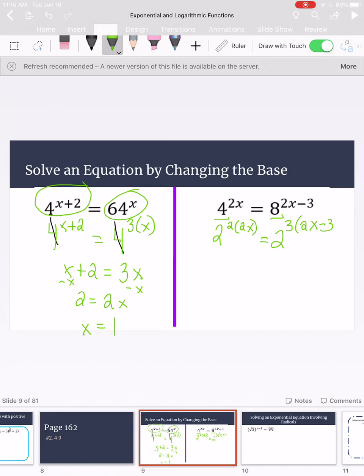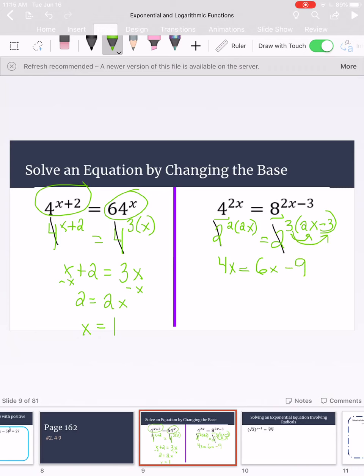Now once again, the left side and the right side look the same. So I'm going to cross out the bases and solve for the exponents. 2 times 2x is 4x. Here I'll distribute this 3, so 3 times 2x is 6x, and 3 times negative 3 is negative 9.